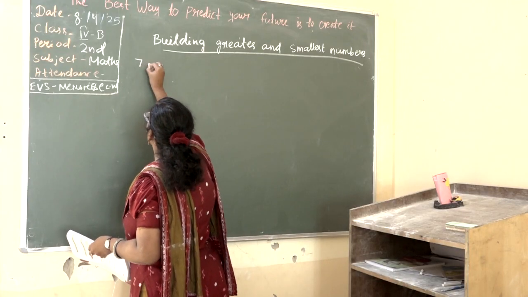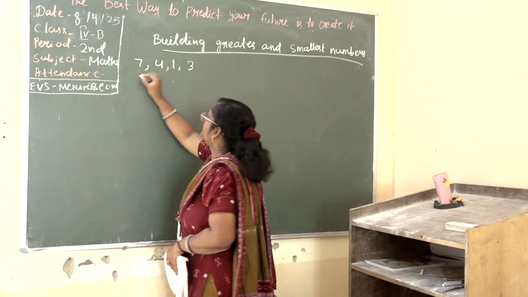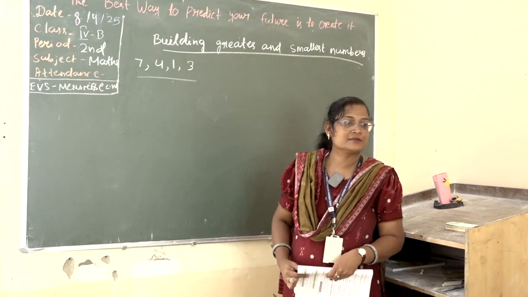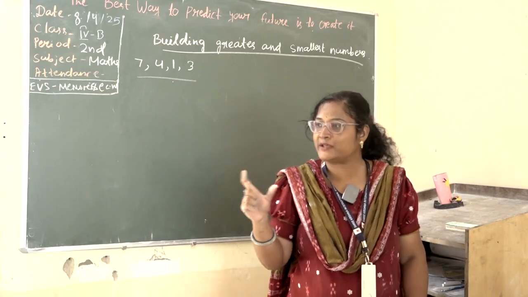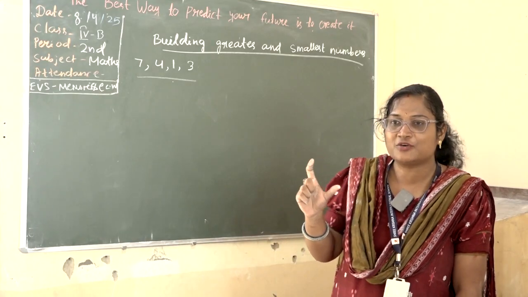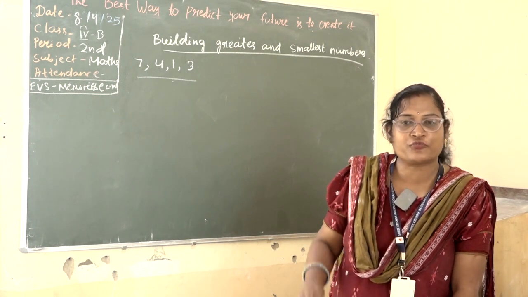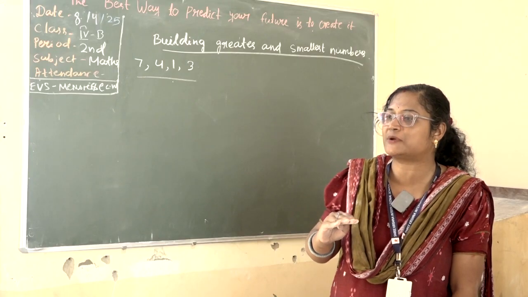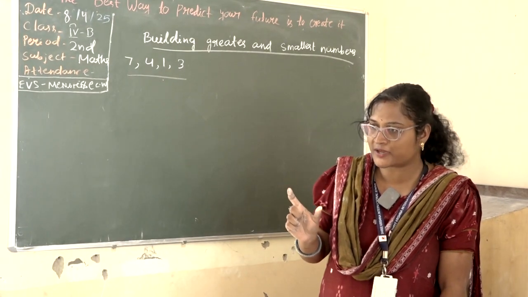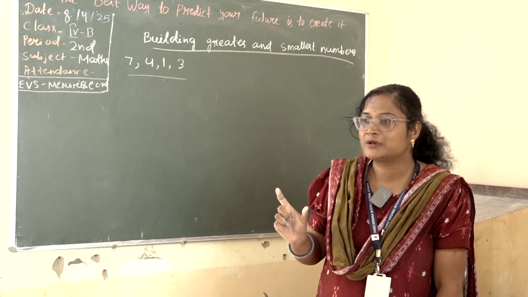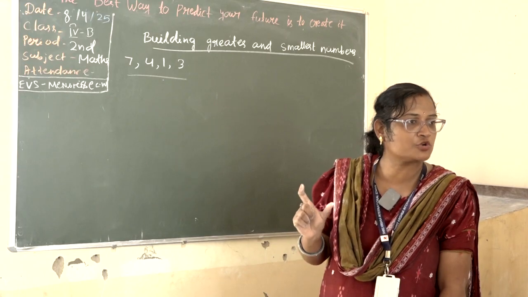Okay, I'll write some numbers here. 7, 4, 1, 3. What are the numbers I have written? You already know in class 3 how to make the smallest number. What do you have to do? Do we go in decreasing order or increasing order? Ascending order, that means increasing order. To form the smallest number, you have to write the digits in ascending order, small to big.